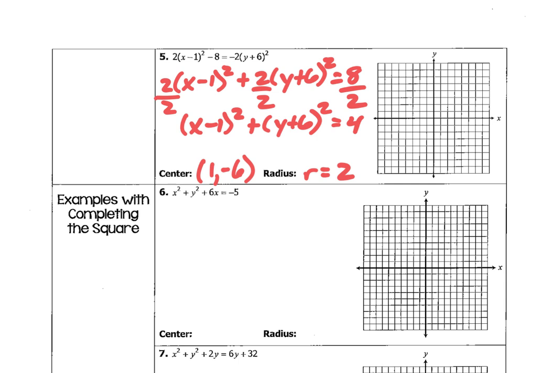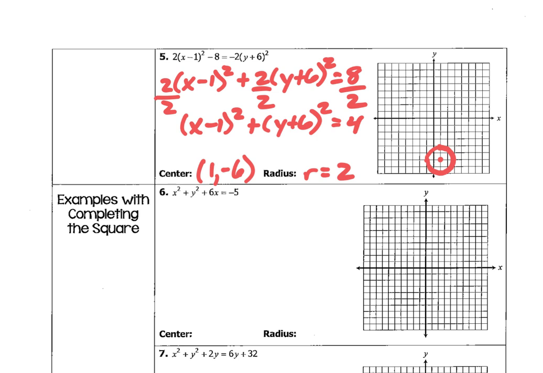So we go over 1 and then down 6, and then we go right 2, up 2, left 2, down 2. So the size of that circle is going to change based on the radius. The bigger the radius, the bigger the circle from the center. We won't do all three of these down here.